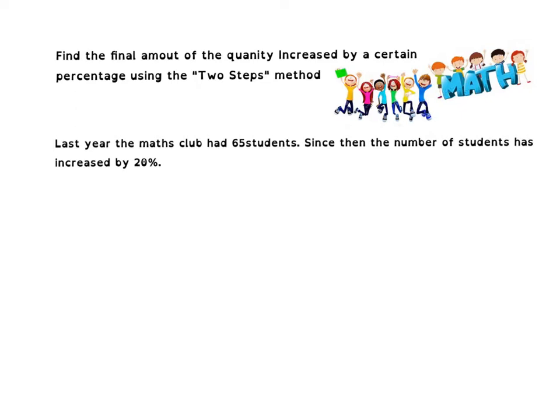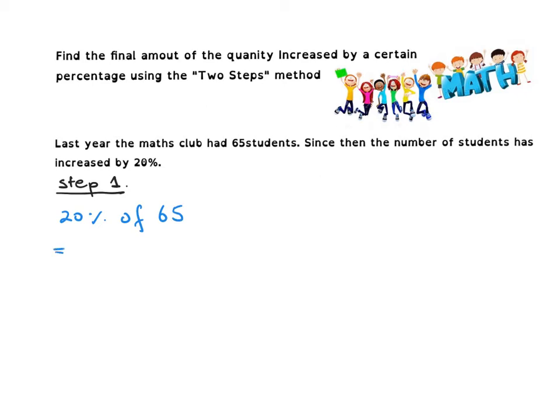So the first thing I'm going to write here is step one. This is the method that I'm going to use. Here we have to find the number of new students that have joined the club. And how are we going to do that? We're going to go with, okay, 20% has been increased, 20% out of 65 students.